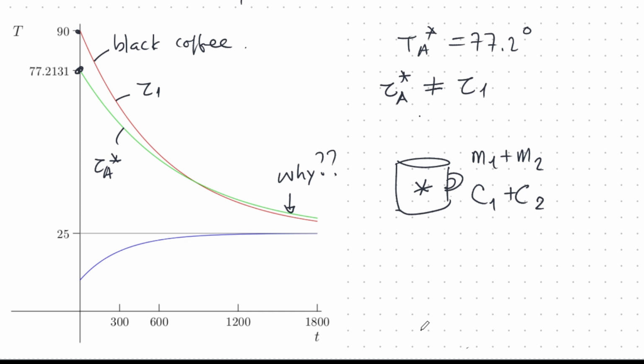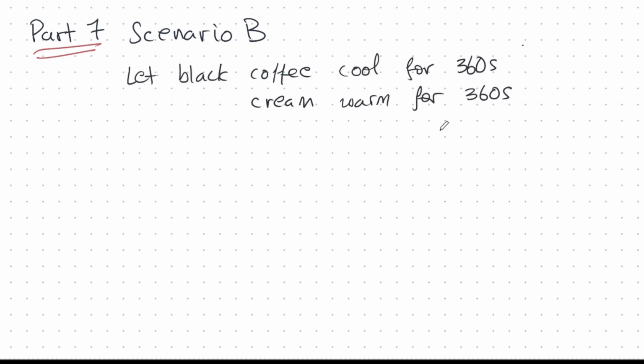Okay, and now for the final scenario, scenario B. Scenario B is the most complicated of them all, but we have put everything in place so that we can solve it logically. We start with a cup of black coffee. It decays, temperature decays the same way like we computed for the black coffee. It's the same thing. And at 360 seconds, that's when the action starts, 6 minutes in.